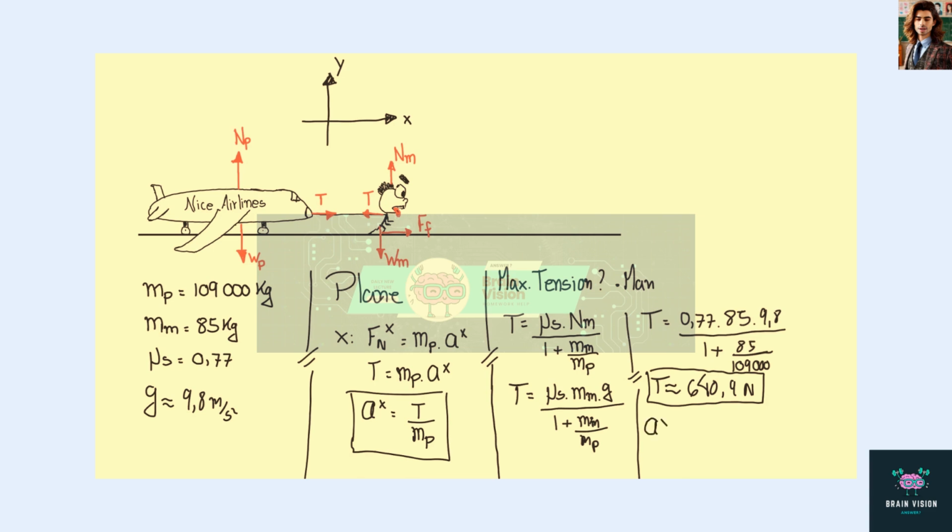So the acceleration on the x-axis of the plane is equal to 640.9 divided by the mass of the airplane. And this results in an acceleration of approximately 0.0059 meters per second squared, which we can write as 5.9 times 10 to the minus 3 meters per second squared.